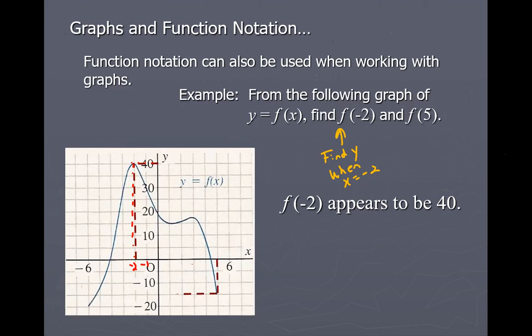I say appears, I'm not trying to be tricky. You might look at the graph and go, is it exactly 40? Is it a little above 40? Is it a little below 40? No, it just seems to be 40. Seeing that, does anyone want to take a shot at f at 5? What it is approximately. Evan, what do you got?